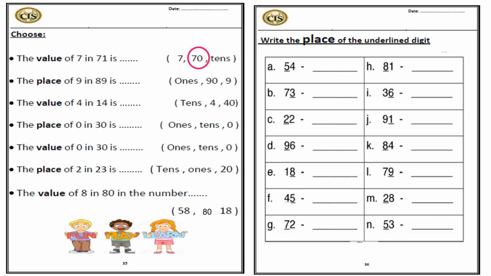The place of 9 in 89 is ones. The value of 4 in 14 is 4. The place of 0 in 30 is ones. The value of 0 in 30 is 0. The place of 2 in 23: 2 in which place, Mr. Tens? The place is tens.